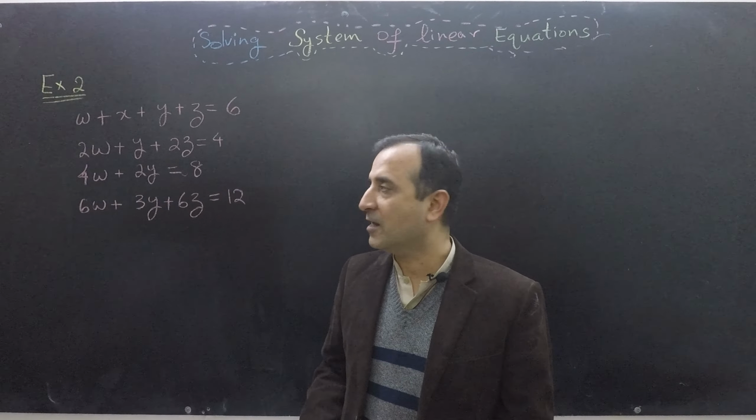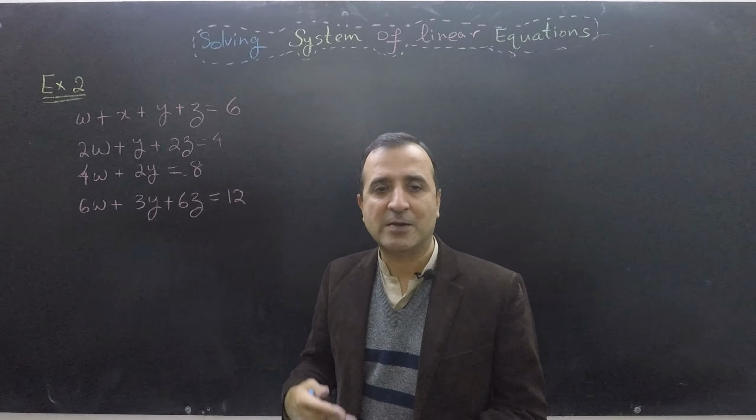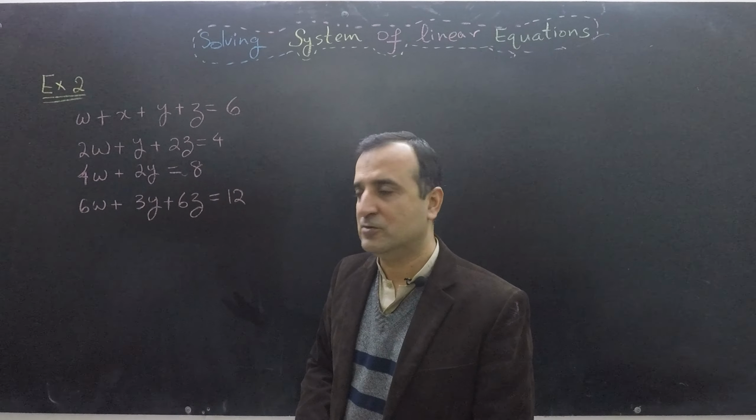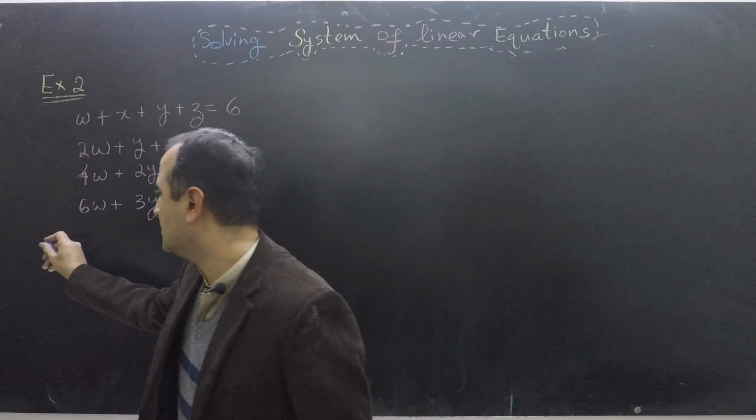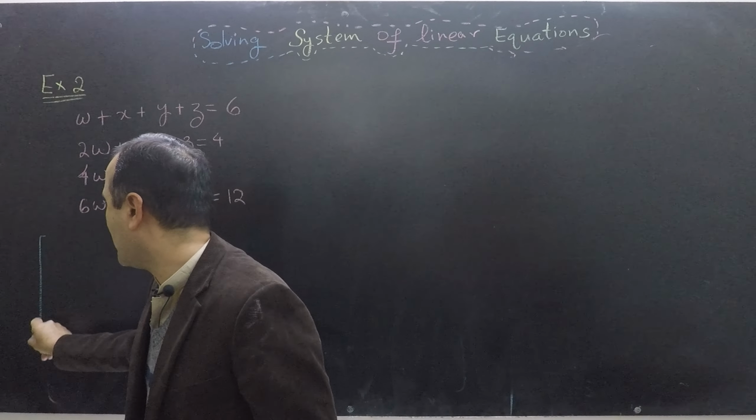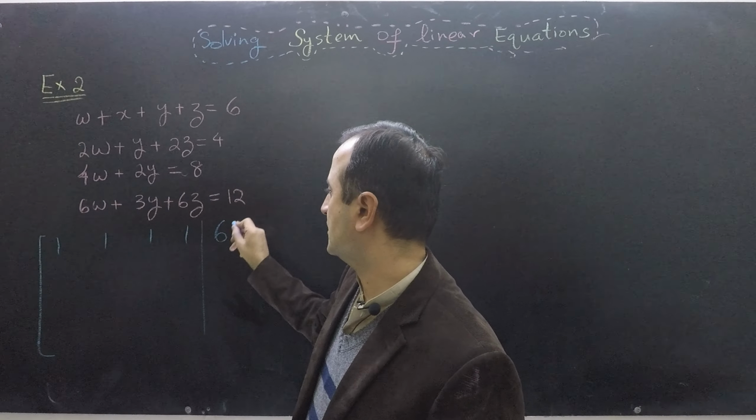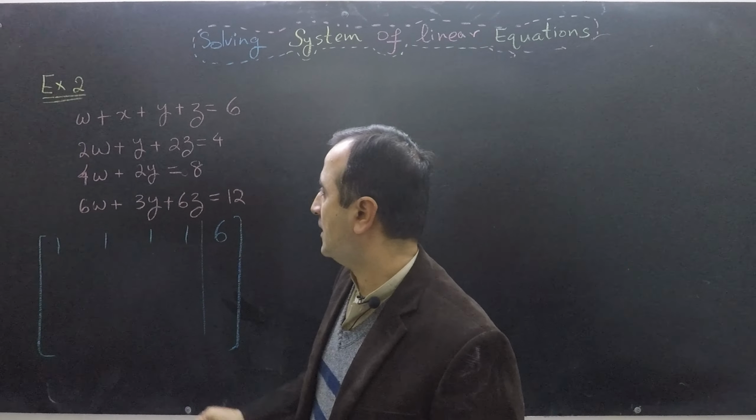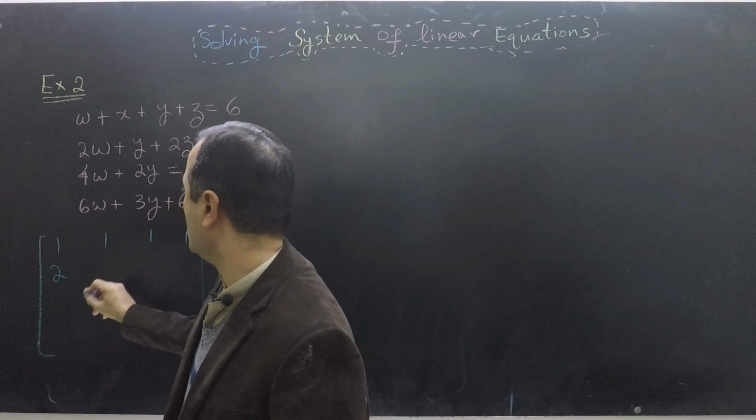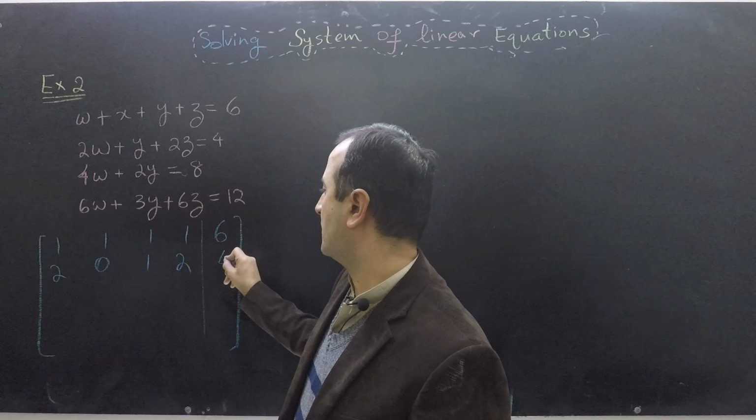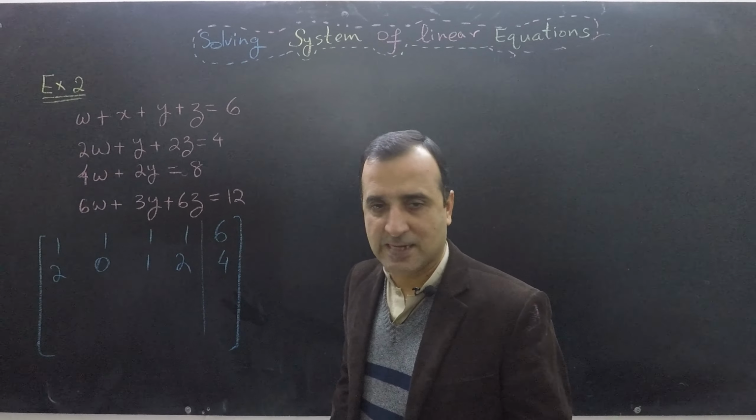So we'll start by converting these equations into an augmented matrix. We can write them in matrix form, but I'm skipping that to save some time. So we just convert them directly into augmented matrix form. So I have here 1, 1, 1, 1, and on the right hand side I have 6. Then I have here 2, 0, 1, 2, and right hand side I have 4. Please make sure that I'm not making any mistakes.